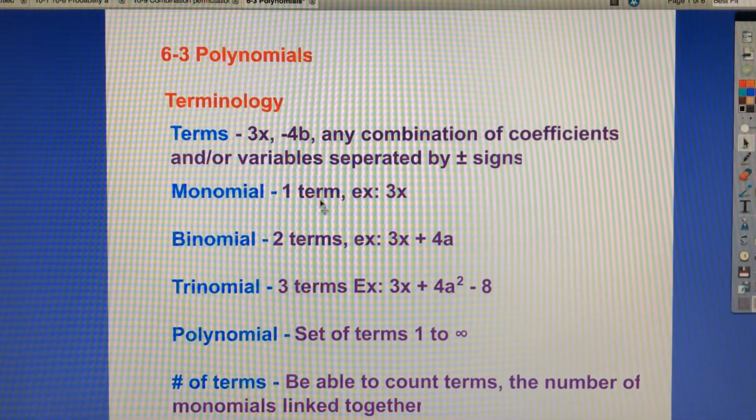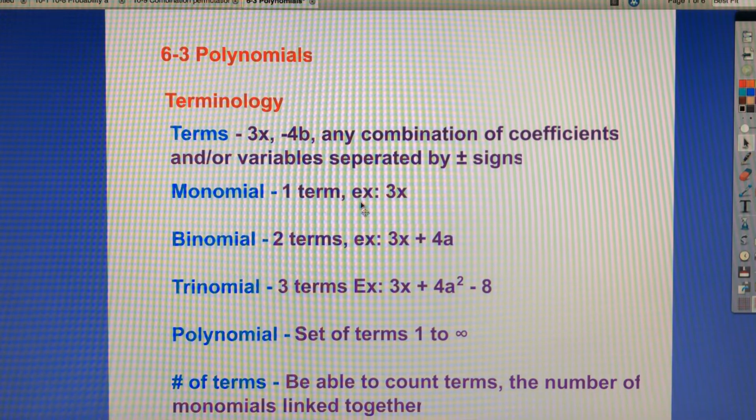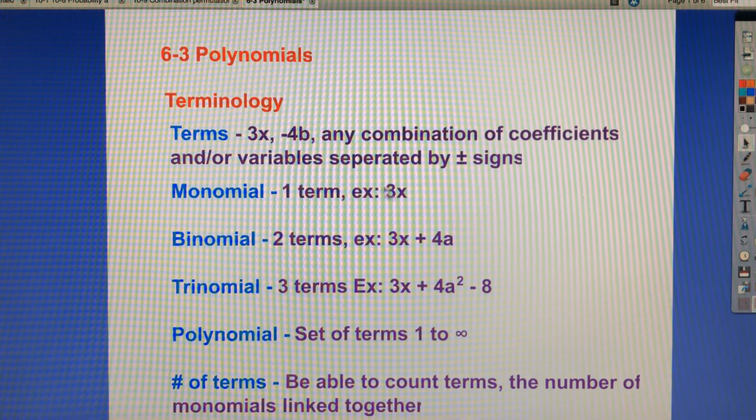Monomials. That means I have only one term. Example, 3x. Notice there's no sign. We all know that no sign means plus. You can add that in if you need it, but if it's the lead term, then you don't need to have the sign there when it's a plus.